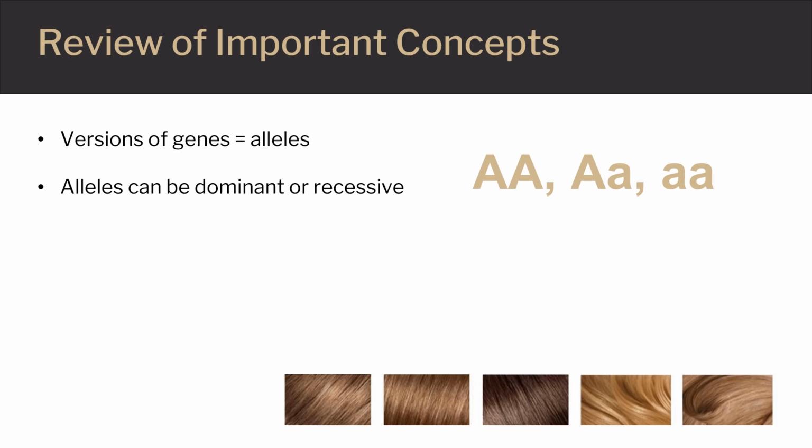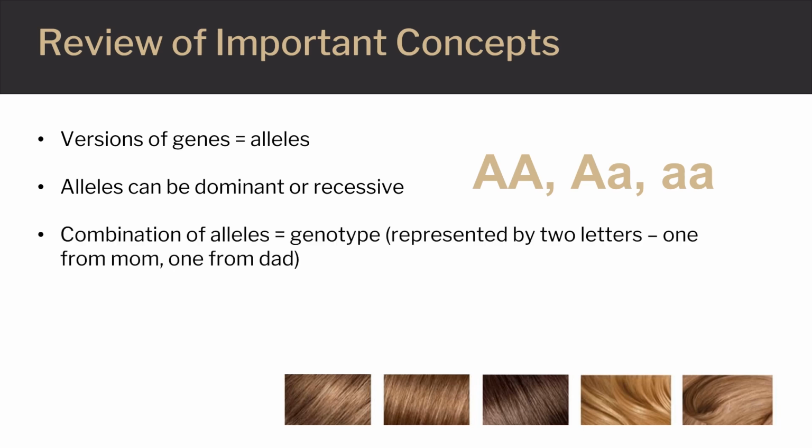A dominant allele will mask a recessive allele. For example, let's assume the letter A denotes hair color. In hair color, the color brown is dominant over blonde. This means that if the allele for brown hair color is present, it will overpower the blonde allele, and this person will show brown hair. The combination of alleles from mom and dad are known as your genotype.